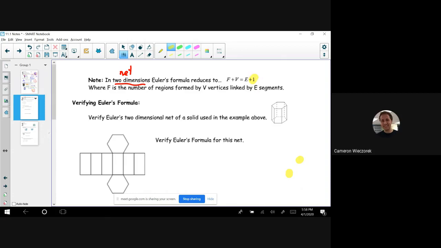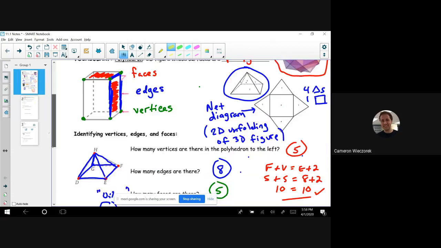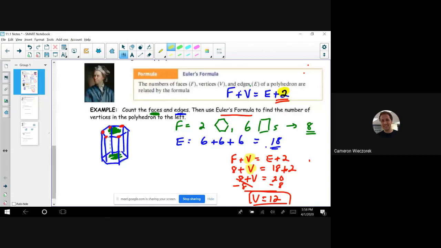Okay. So what's the summary? If you're looking at a net diagram, you need to use E plus 1. If you're looking at the actual 3-dimensional object, you need to use E plus 2. Okay. So make sure you're being careful with that.